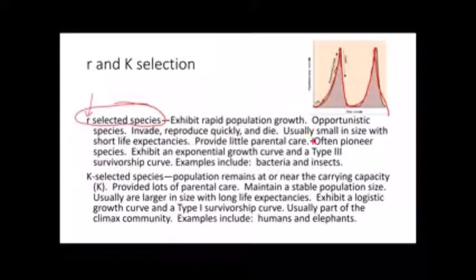These organisms usually are small in size. They usually have really short life expectancies. They provide little to no parental care. Oftentimes, they're what we call pioneer species. They're the things that move into a new environment during the process of succession. They exhibit an exponential growth curve, so they get the J-shaped growth curve. And also they exhibit what's called a type 3 survivorship curve. We'll explore that on the next slide. Some examples would be bacteria, insects, maybe even fish, frogs, would all be R-selected species.